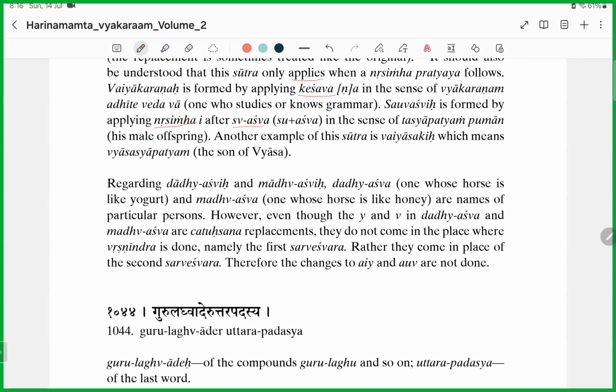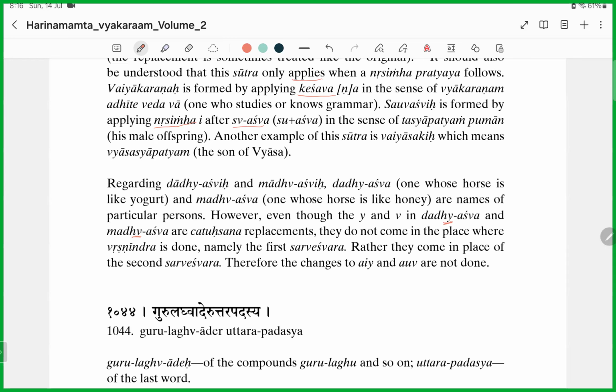Regarding Dadhyashvihi and Madhvashvihi, Dadhyashva, one whose horse is like yogurt, and Madhvashva, one whose horse is like honey, are names of particular persons. However, even though the ya and va in Dadhyashva and Madhvashva are Chatusana replacements, this ya and va do not come in the place where Vishnindra is done.